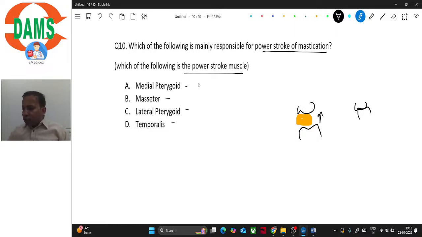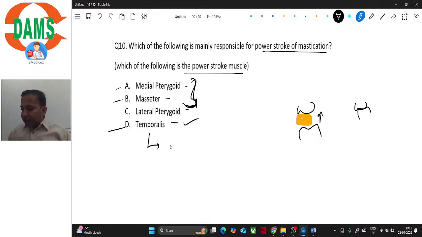Now in this power stroke, three muscles are participating: medial pterygoid, masseter, and lateral pterygoid, right? Sorry, not lateral pterygoid, it is the posterior fibers of temporalis. Lateral pterygoid has more of a supporting role. So these are the three muscles participating: medial pterygoid, masseter, and temporalis.